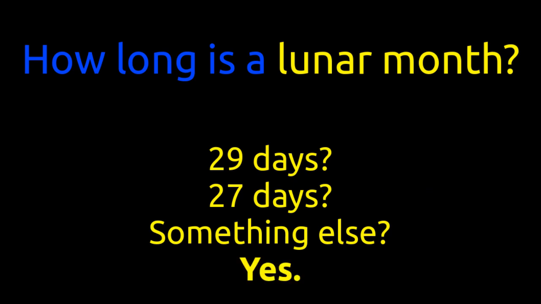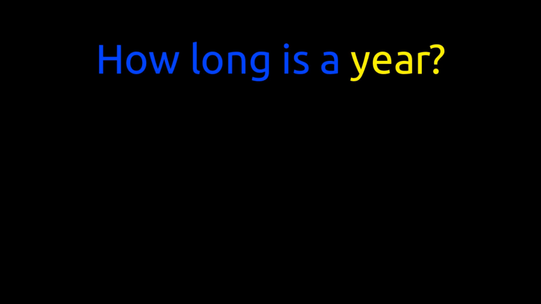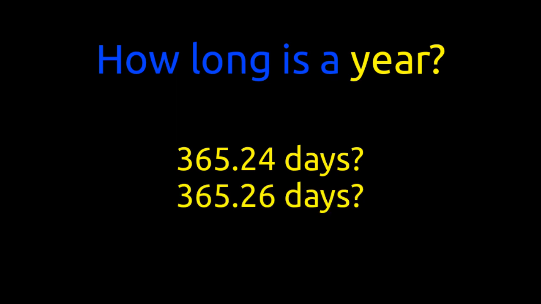It's also worth noting that these figures are averages over time, and that each individual orbit could be slightly less or more than the average. Synodic months, for instance, fluctuate between 29.3 days and 29.8 days currently. On another note, you may have also heard the length of an Earth year quantified as either 365.24 days or 365.26 days. Once again, both are correct.